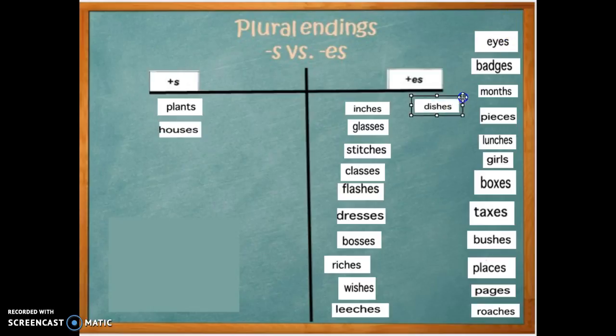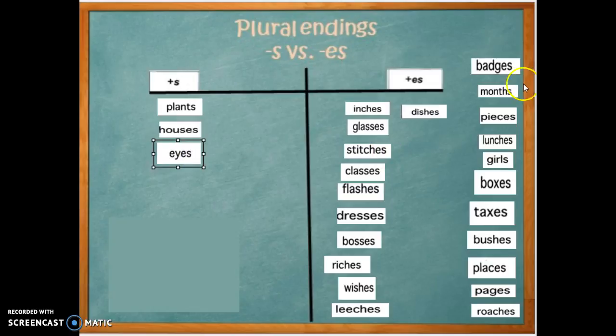Dishes, ES, moving it over again. Eyes. So remember, same thing with house. One eye is here. So they really just added on an S, even though there's an ES at the end. That E would have been there if it was singular. So it's really just that S. Same thing with houses. So be careful. Be careful. Badges. Well, a badge is one. So really, just added an S.